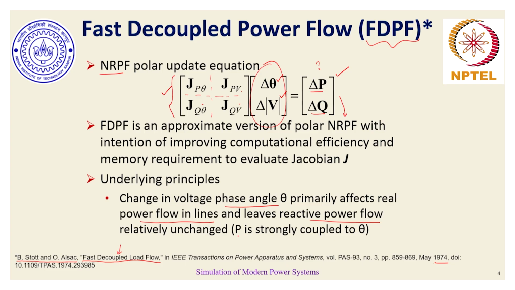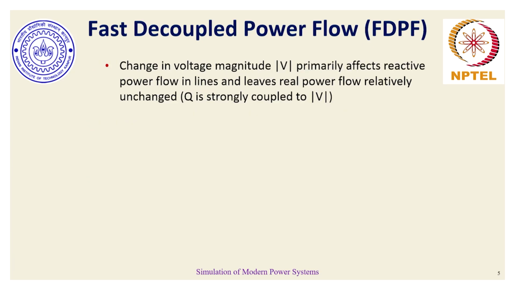Essentially, they try to bring in the fact that real power, the corresponding injection or the flows, are strongly coupled to the voltage phase angles. Whereas any change in voltage magnitude has a very prominent strong effect on reactive power flows and corresponding injections. The corresponding change in real power flow or injection is not that high, essentially meaning that Q is strongly coupled to voltage.